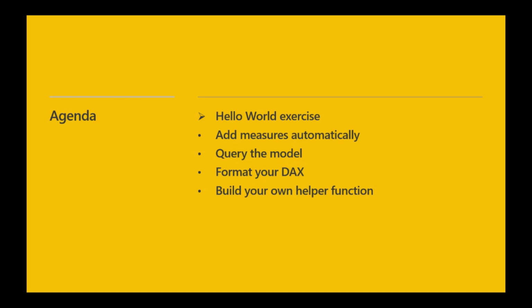So what we're going to walk through today is essentially 5 examples. The first example we're going to start with is the Hello World exercise. Then we're going to look at a project where we can add measures to a PBIX file automatically, show you how you can query a model, a nice, neat thing that Ted and I put together even this week to auto format your DAX, and we're going to show you how to build your own helper function in Power BI.